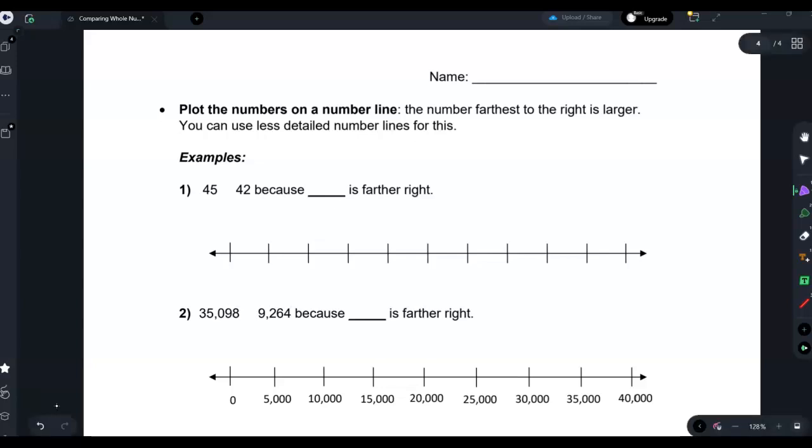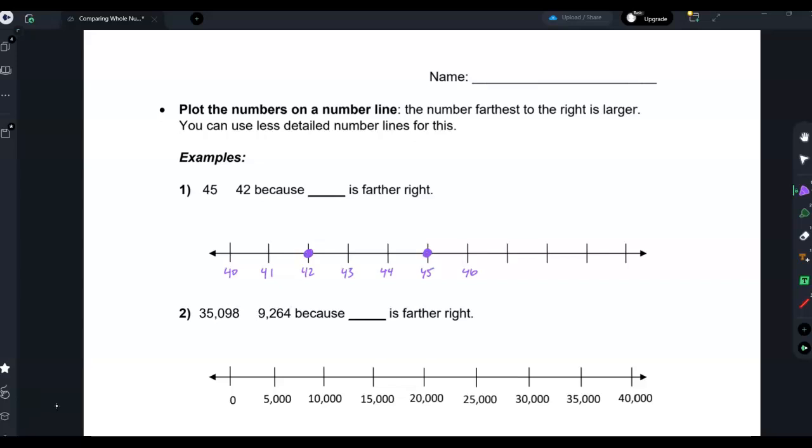For 45 and 42, I'm just going to start with 40 and count by ones should work. And I don't need to even go all the way. So if you want to keep labeling these, you can. I don't necessarily need to. I am going to plot, which means I am going to use filled in circles. So 45 is here and 42 is here.